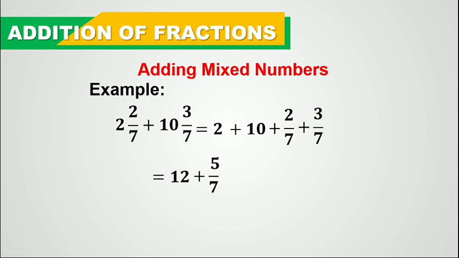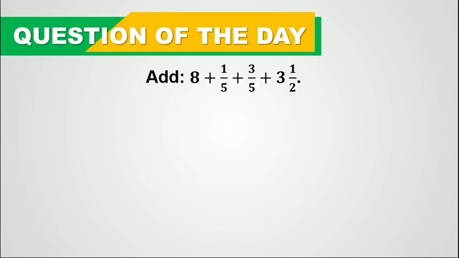So dali ra na siya, itupad na sila nimo. Just have to put them right beside each other. So 12 plus 5 over 7 is equal to 12 and 5 over 7. And this is now the answer for this particular example or exercise. Alright? So nga na siya kadali when you're going to add fractions. Now, let's go back to the question of the day.